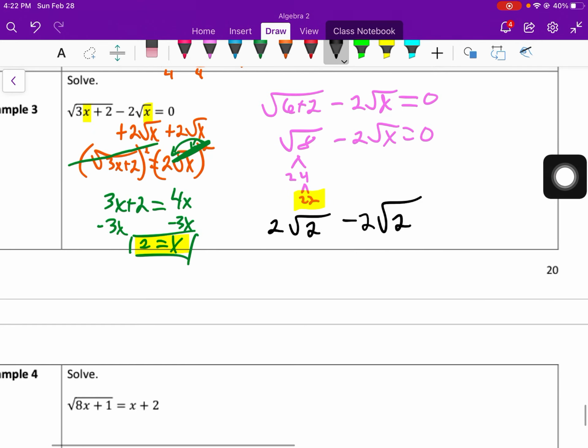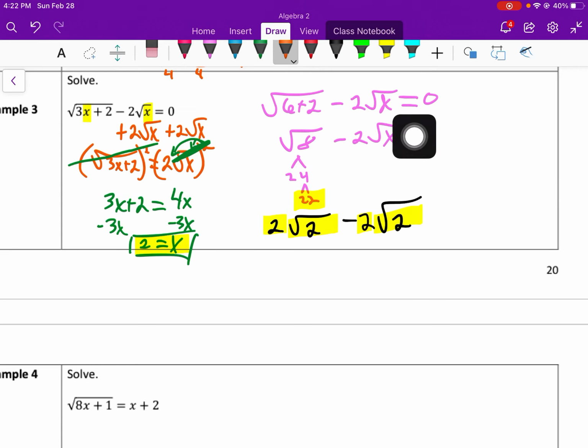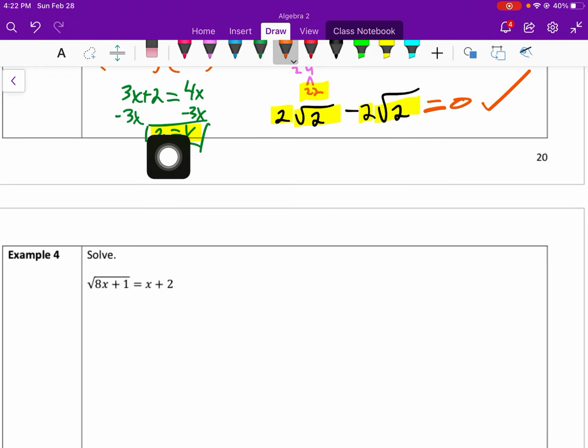Now our terms are the exact same and our coefficients are the same. And in the equation it said equals 0. So when we subtract, 2 squared is 2, 2 minus 2 squared is 2, is that 0? Yes. So 2 is a real solution.